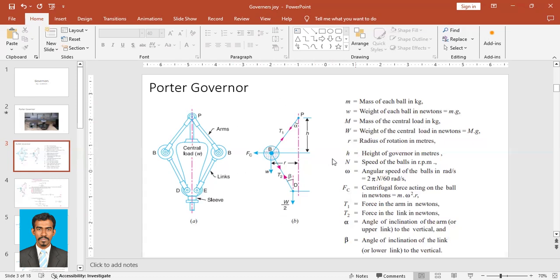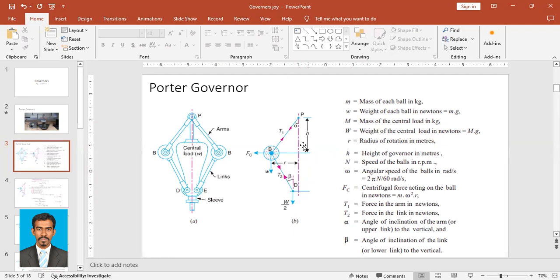Why? Because we are taking half of the governor to solve it. We are not taking the complete diagram to solve it. So the weight would be W by 2 for this side, and if you consider this side, that would be another W by 2. That's why it's mentioned as W by 2. So we'll see the terms: M, mass of each ball in kilograms. Small w, weight of each ball in newtons, small w would be mg. And then capital M, mass of the central load in kilograms, and capital W, weight of the central load in newtons, that is capital Mg.